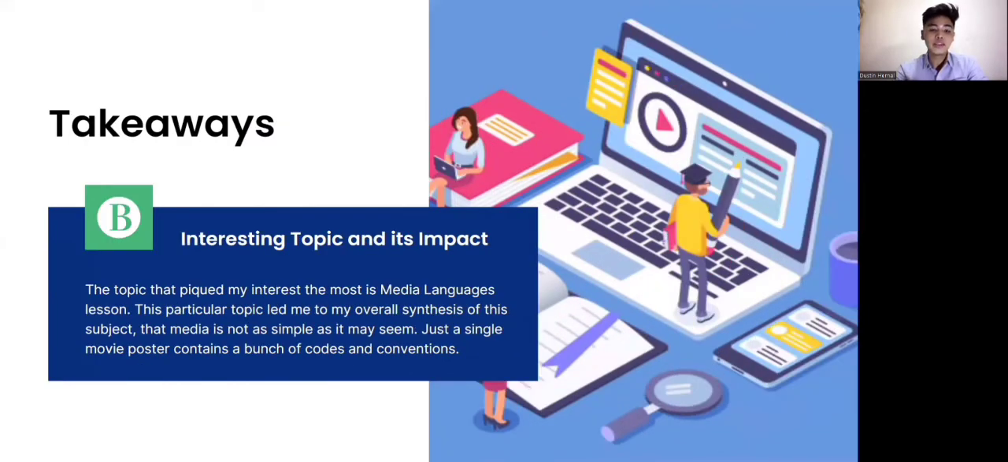For letter B, I chose an interesting topic and discussed it. The topic that piqued my interest the most is the media languages lesson. This particular topic led me to my overall synthesis of this subject, that media is not as simple as it may seem. Just a single movie poster contains a bunch of codes and conventions, just as we analyzed the movie poster of The Lion King.